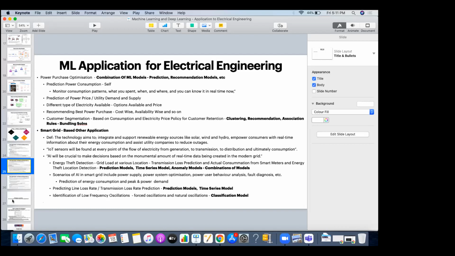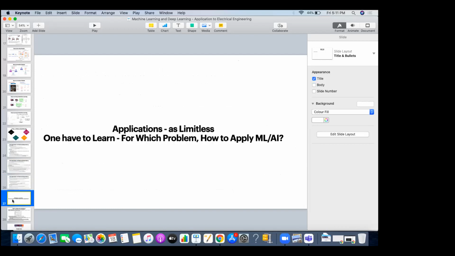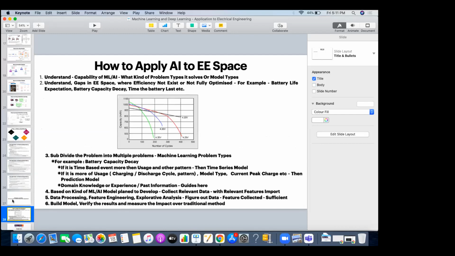So just to summarize, if you are enthusiastic about applying deep learning or machine learning in electrical things, this is based on my experience. Step by step, how should we do it? First, you should understand what machine learning is and what deep learning is, what machine learning does, what deep learning does. If you don't know their capability, then you can't apply them. That is the first thing.